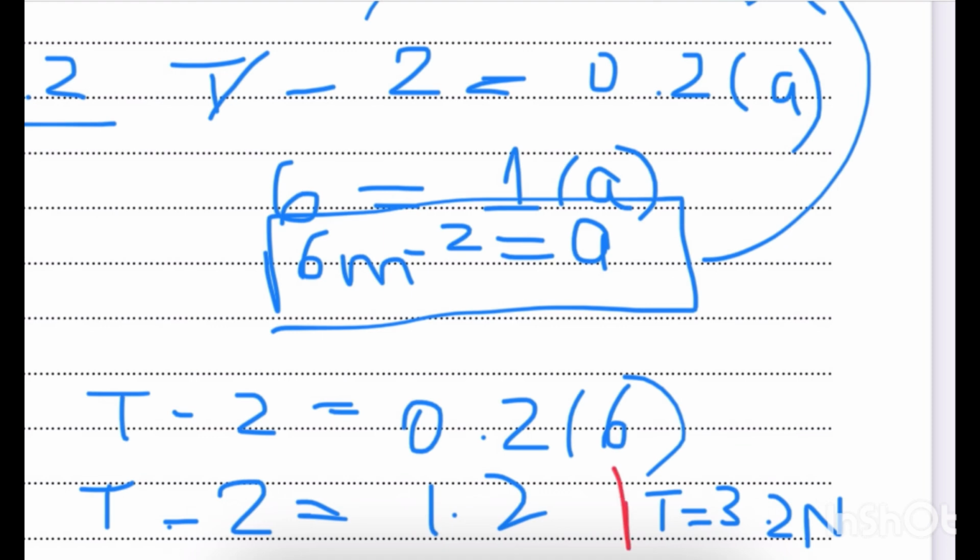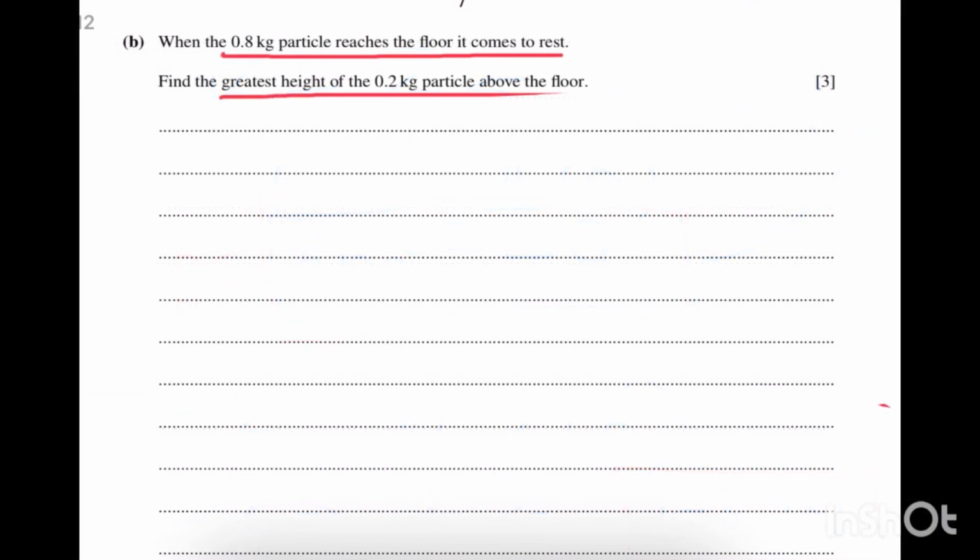So with that, we are done with both the tension in the string as well as the acceleration. For part B, they are now giving us the other part of the journey, which is when the 0.8 kg particle hits the floor. What that is telling us is that both the 0.8 kg particle and the 0.2 kg particle have now traveled a distance of 0.5 meters. Since they both are connected by the same string, they'll both travel the same distance. Now we need to find out the greatest height of the 0.2 kg particle above the floor.